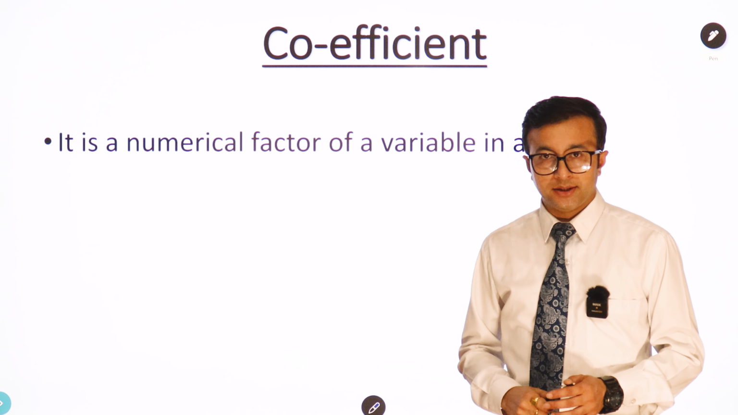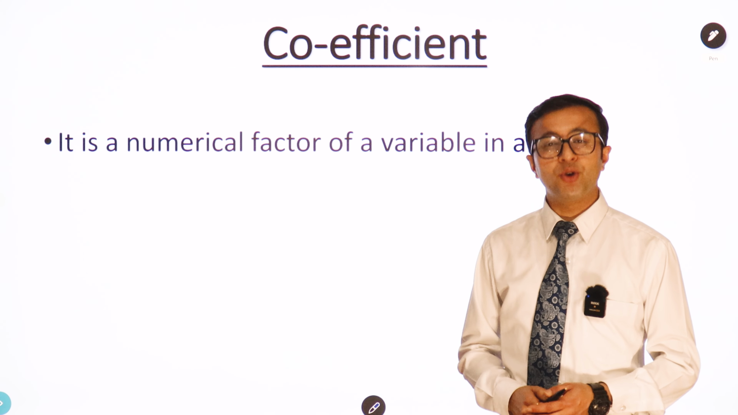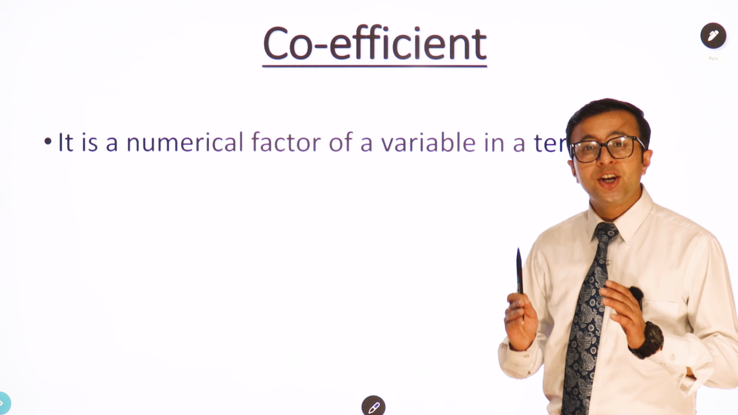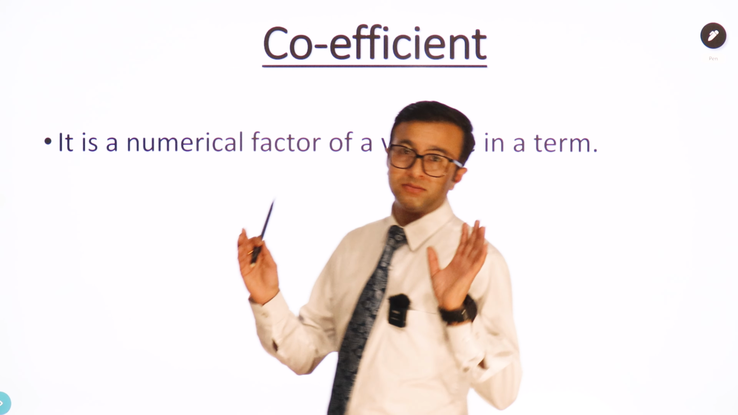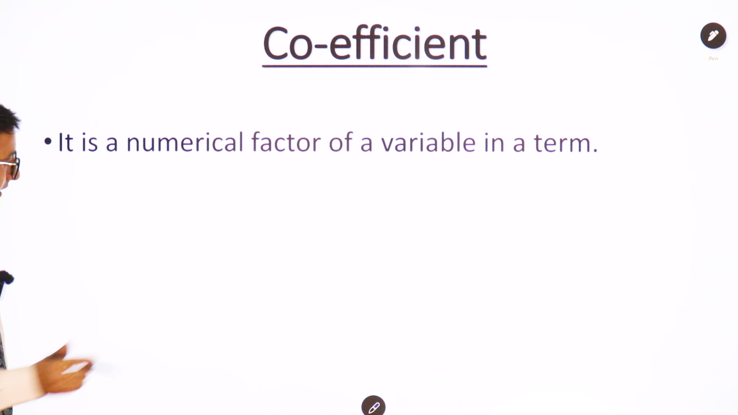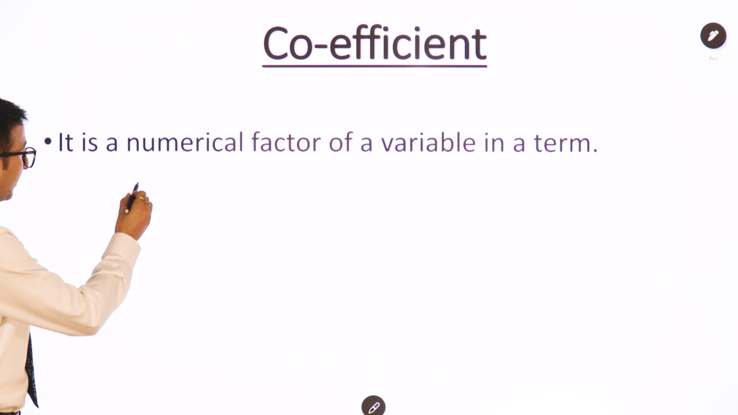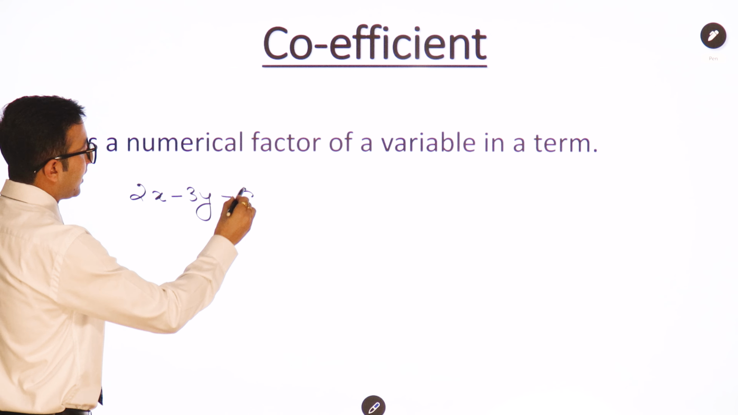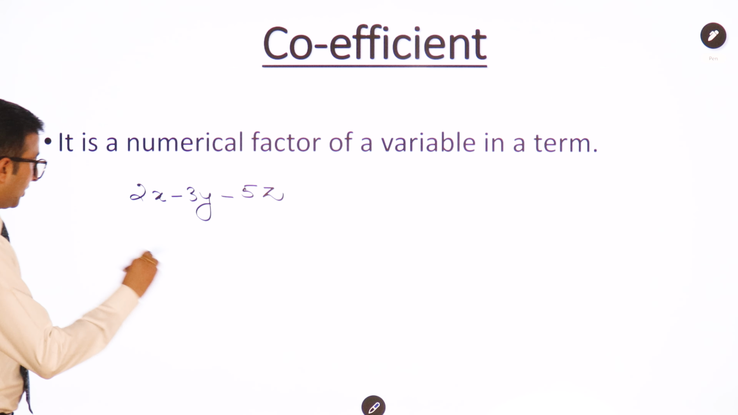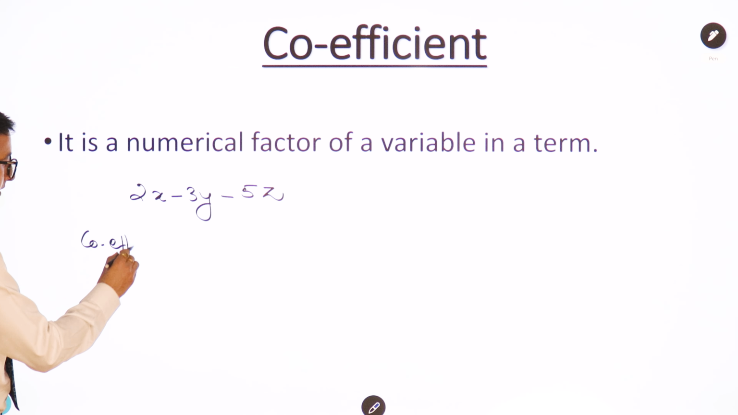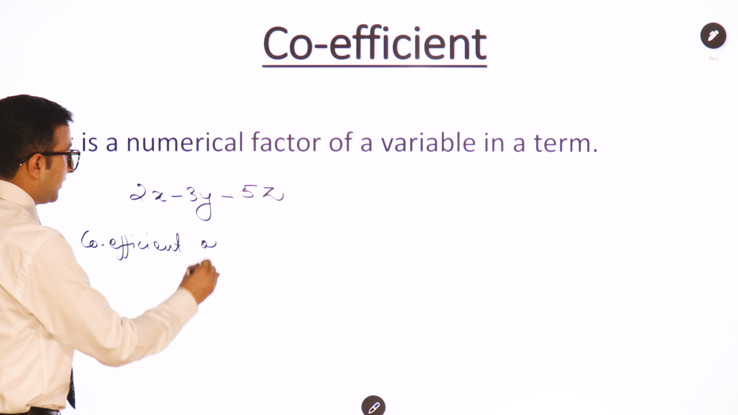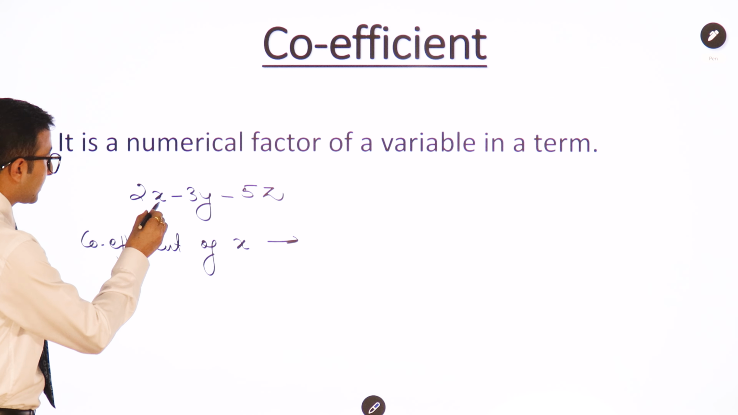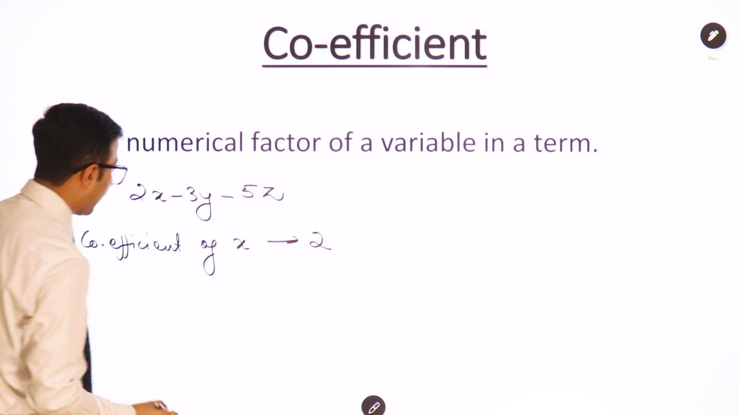Now the next important thing that we are dealing with in this chapter, polynomials of class 10, is the coefficient. It is a numerical factor of a term of a polynomial. Now how to understand this? If I am writing here 2x minus 3y minus 5z, just like this. So look at here, the coefficient of x: which constant number is multiplied with x? 2. So 2 is the coefficient of x.